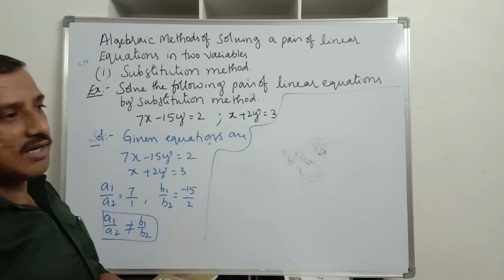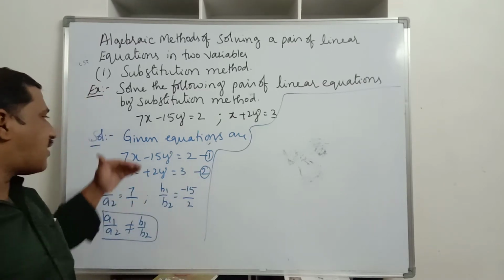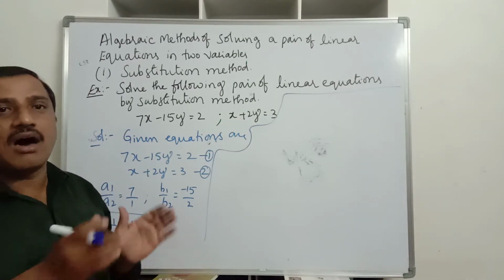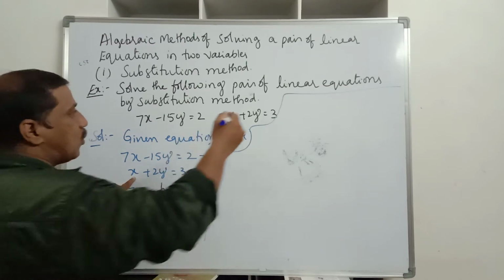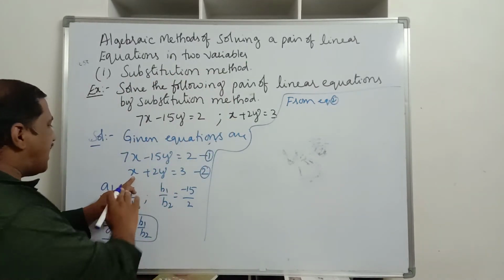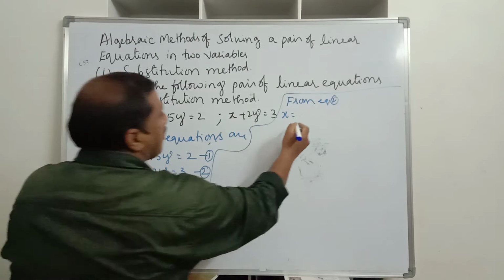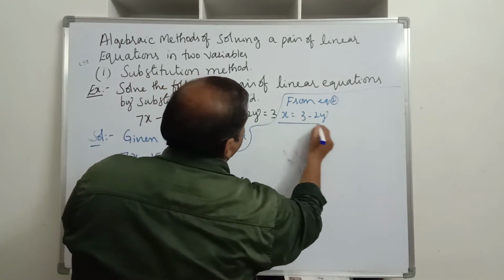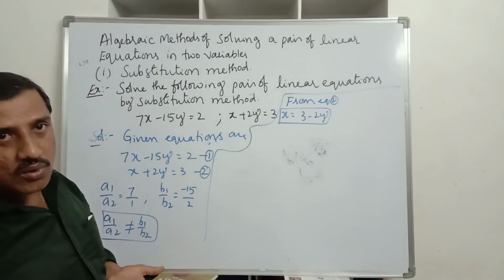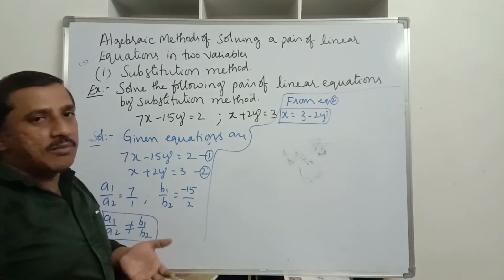So now apply the substitution method. Take the first given equation as equation 1 and the second as equation 2. From any one equation, whichever is suitable, write the variable in terms of x or in terms of y. Now from equation 2, I am writing x. x is equal to, transposing plus 2y to the RHS, it becomes minus 2y, therefore x is equal to 3 minus 2y. I took it from equation 2; you can take it from equation 1 also. It is not compulsory to take equation 2 only. You can take from 1 or from 2, whichever is suitable.